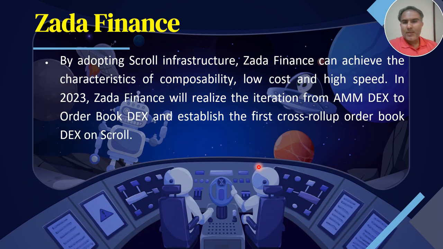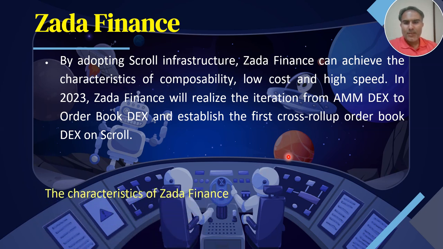By adopting Scroll infrastructure, Zada Finance can achieve the characteristics of composability, low cost, and high speed. In 2023, Zada Finance will realize the iteration from AMM DEX to order book DEX and establish the first cross roll-up order book DEX on Scroll.